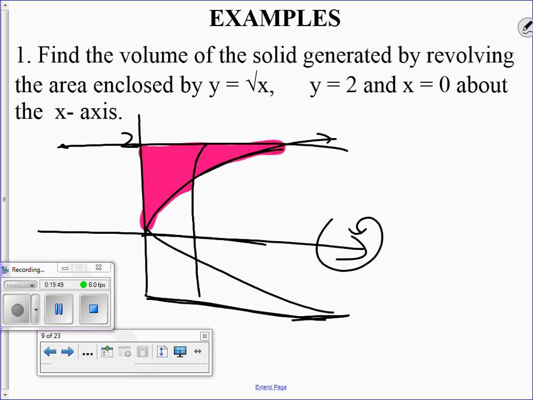You draw one circle from outside to outside. If you revolved it about that line, that would be like what you see on the other side. It's coming out of the board, it's going into the board. We're trying to see what a slice is going to look like. You'll see it when I'm done. All right, we're going about the x-axis.